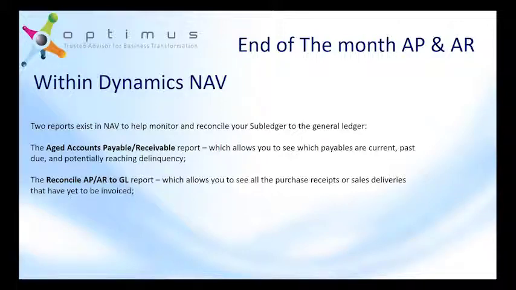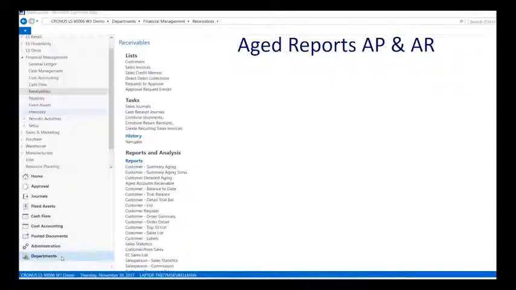The reconcile AP and AR to GL report is a second report which allows you to see all the purchase receipts or sales deliveries that have yet to be invoiced. The reconciliation is very important here because we might have a mismatch between the subledger and the AP and AR modules, so we need to start reviewing that. With that, we will be starting the actual procedures for the closing activities of the checklist that we show you now.